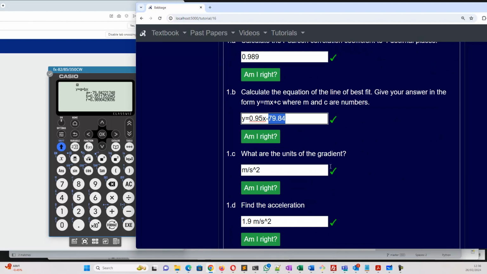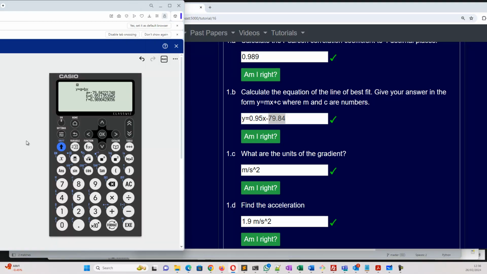The units of the gradient obviously haven't changed. And then double 0.95 is the 1.9 that we've got there. And that's one way to do linear regression when you've got non-linear data.